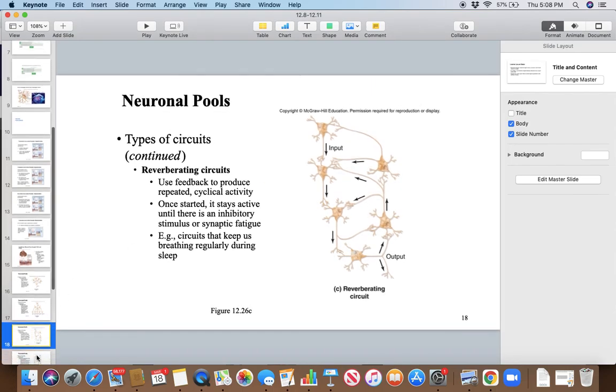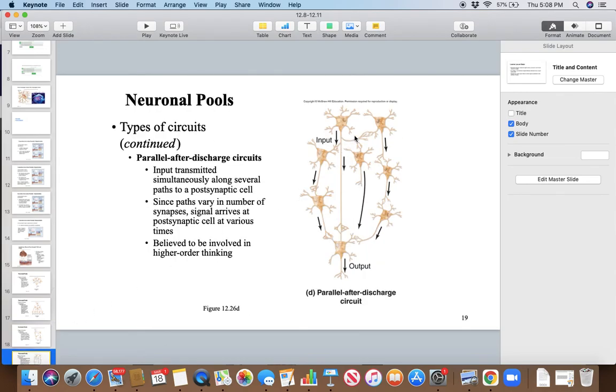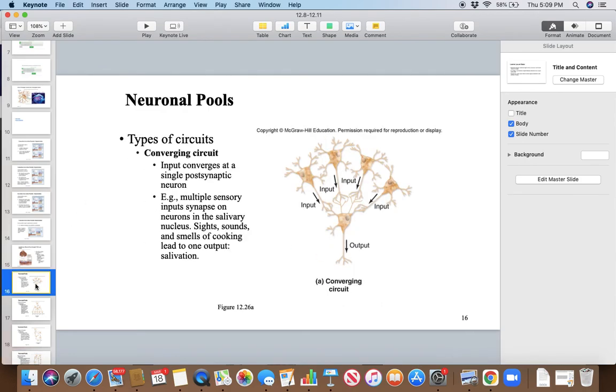Then the last one we need to know is a parallel after discharge circuit. So in this one, it starts with 1 giving an input out to this one, and to this one, and to this one, and then you have basically 4 neurons or lines of neurons working in parallel here, and then they all converge back onto this one. These are used in higher order thinking. We think math especially uses these. So those are the types of circuits you need to know for today. Or neuronal pools, they're called.